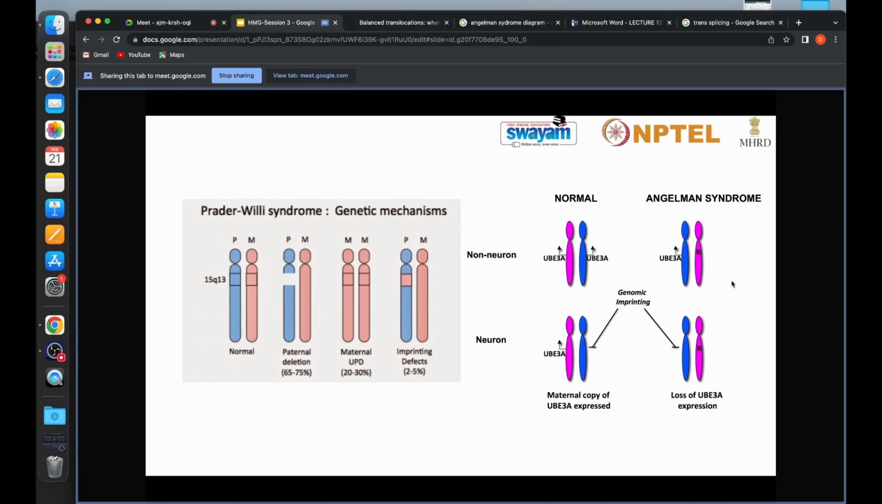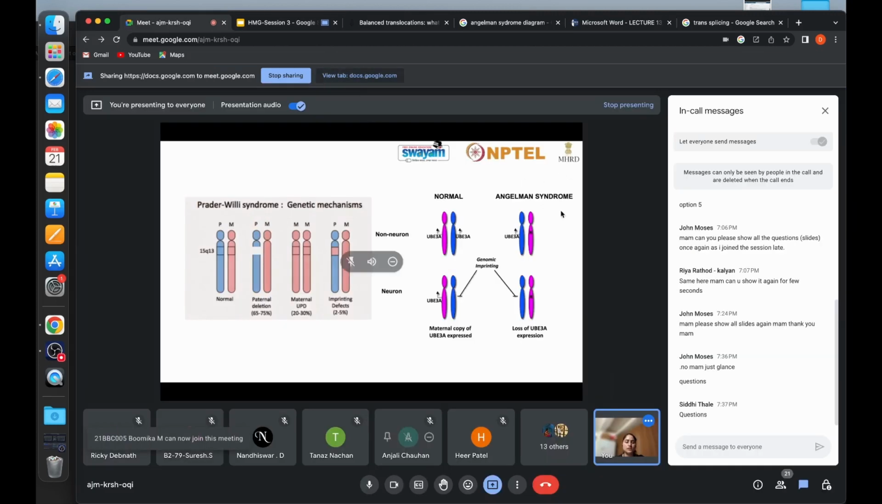In Angelman, the scenario is opposite: the maternal copy is silenced and the paternal copy is able to express itself. So this is the difference between Prader-Willi and Angelman syndrome. And this was all about the questions and the concepts which we discussed in today's session.